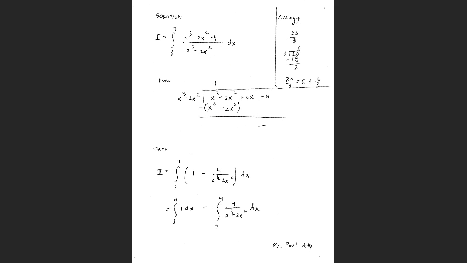So it turns out that x cubed minus 2x squared minus 4 divided by x cubed minus 2x squared is going to equal 1 minus the remainder 4 over x cubed minus 2x squared. No different than what we did with the simple grade school problem where we did division. It's the same procedure.